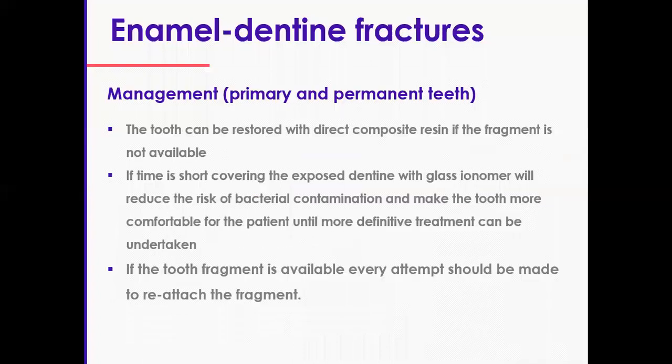For management, it doesn't matter anymore whether it's a primary or permanent tooth. You can restore with direct composite resin straight away if the fragment is not available. Otherwise, it's always better to bond the fragment back. This is the best approach, the preferable option. If you've got the part of the tooth that has been detached, try to bond that back.